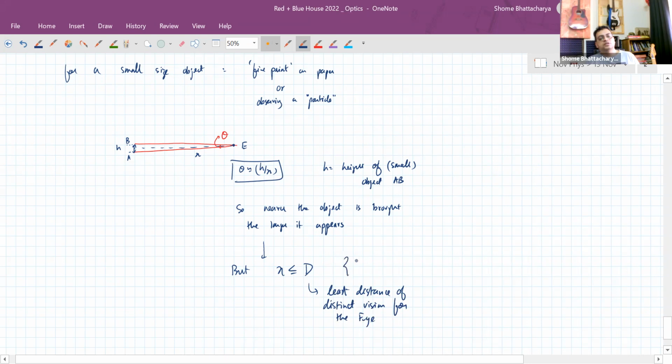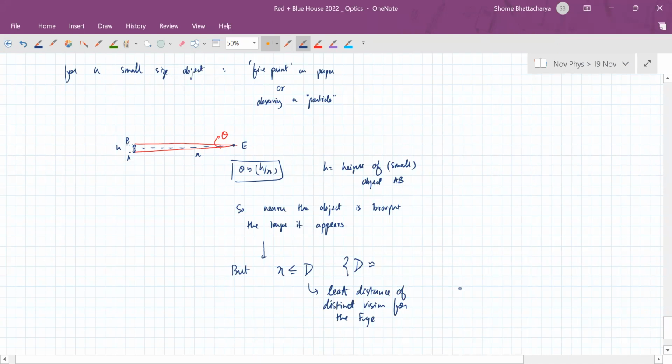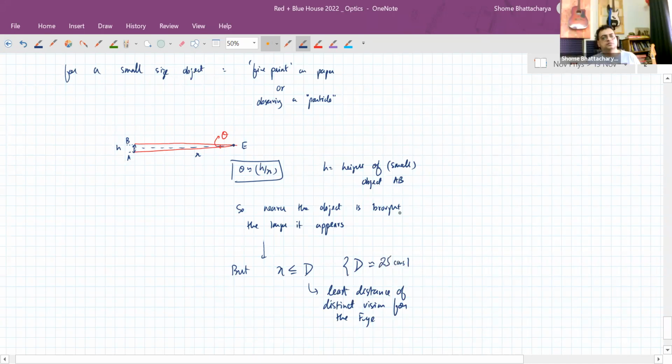Anybody tell me what the value of D is? 30 centimeters. It's approximately 25 centimeters. Yes. So if we bring an object nearer and nearer, it will appear larger. But if we bring it nearer than capital D, then even though we'll see it as larger in angular size, we will not be able to resolve the image in our retina properly. So ultimately, it's of no use bringing it that close.